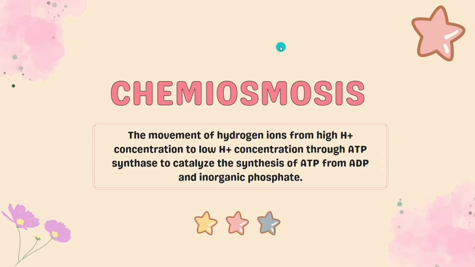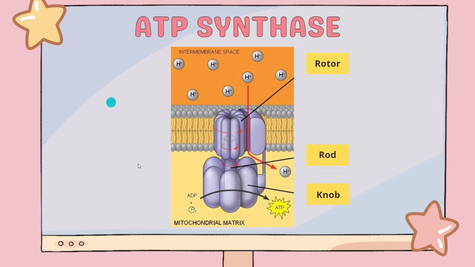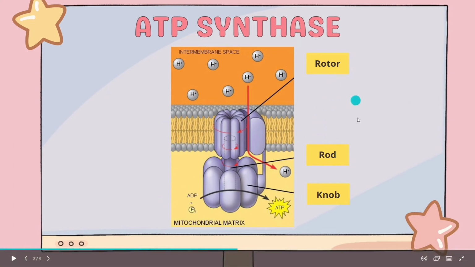Next, the process which involves the ATP synthase is called chemiosmosis. Chemiosmosis is the movement of hydrogen ions from high hydrogen ion concentration to low hydrogen ion concentration through ATP synthase to catalyze the synthesis of ATP from ADP and inorganic phosphate. So this is the structure of the ATP synthase. It consists of 3 components.